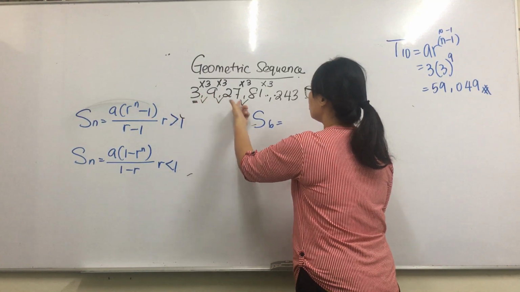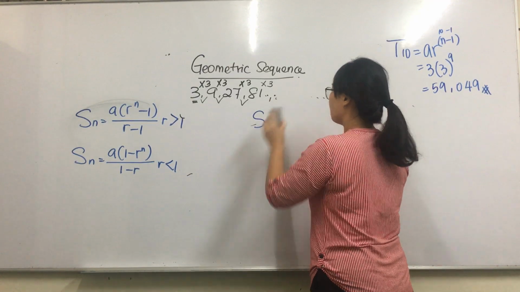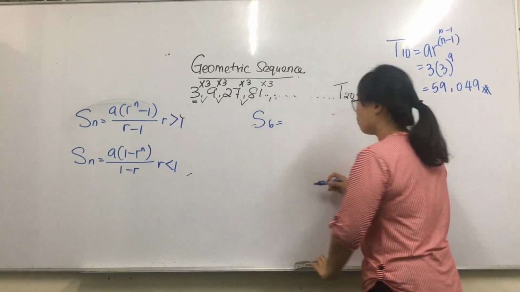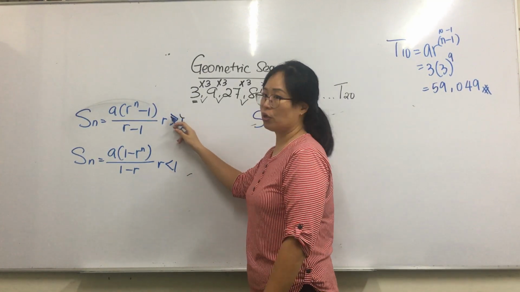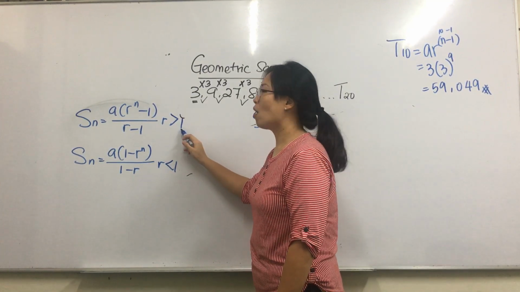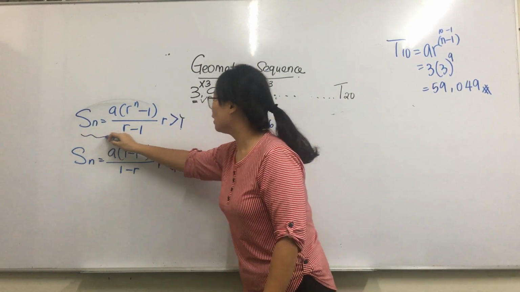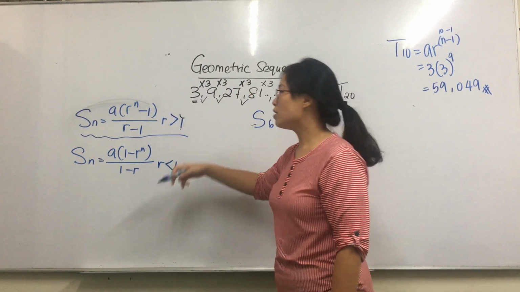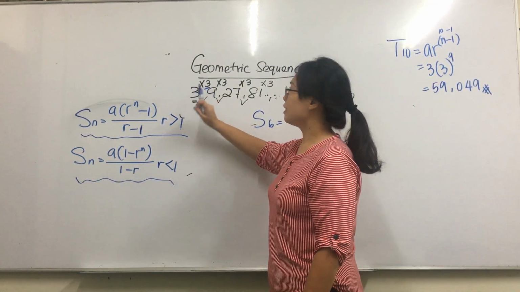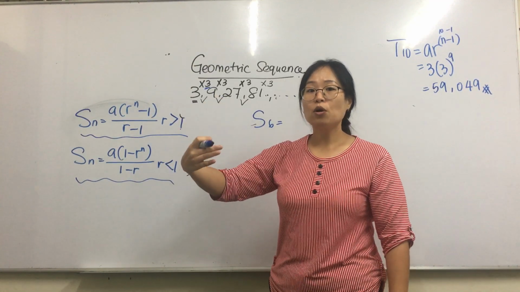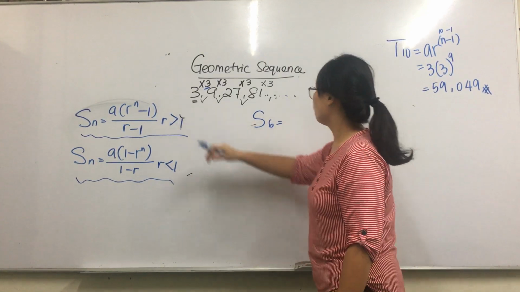I have 1, 2, 3, 4. I don't have 5. I don't have 6. So I would like to find out what is the sum of the 6th term. First of all, you have to identify the common ratio here. Is the common ratio more than 1 or less than 1? If it is more than 1, you use this formula. If it is less than 1, you use this formula. We look at this first. So R is actually 3. More than 1 or less than 1? 3 is more than 1, so we use the first formula.